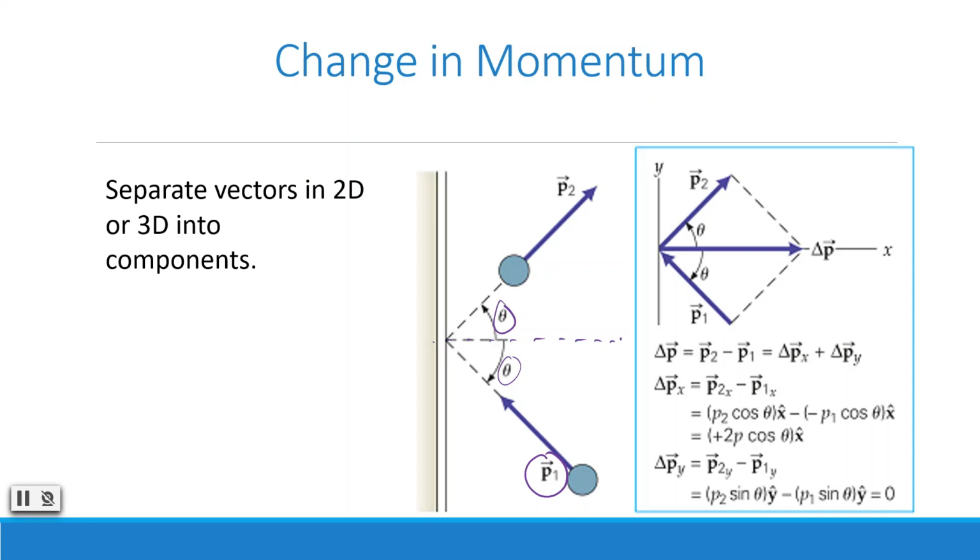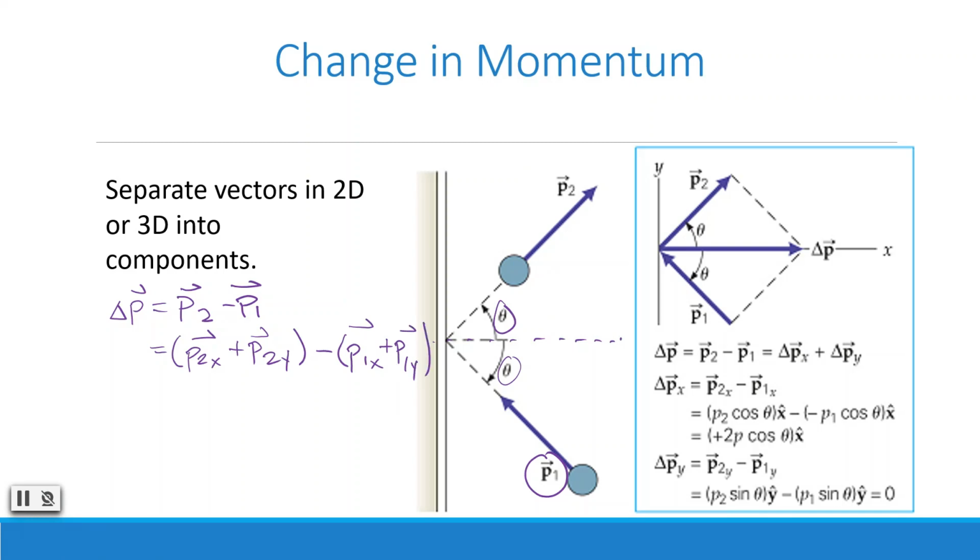So if you wanted to calculate the change in momentum, because it's a vector, it is going to be momentum 2 minus momentum 1. But momentum 2 and momentum 1 have different components. For example, P2 is going to be P2x plus P2y. And then your momentum at the start is going to be P1x plus P1y.